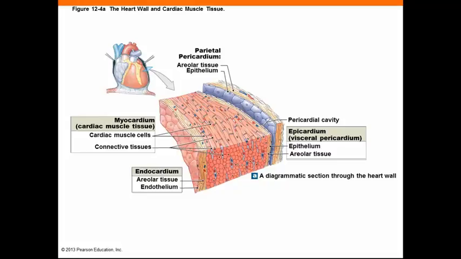Next, the myocardium in the middle contains the cardiac muscle cells. These form bands that wrap and spiral to produce a twisting and squeezing action during contraction.